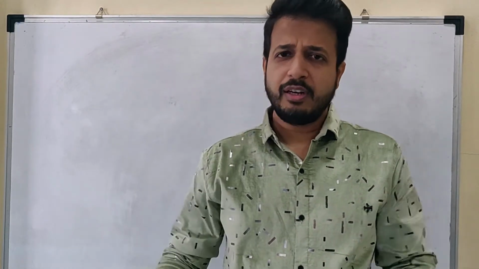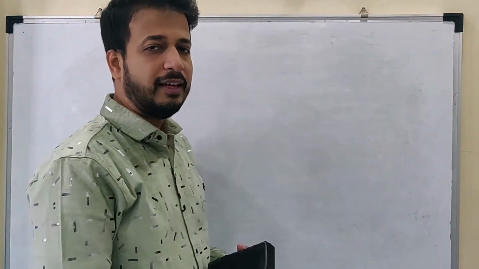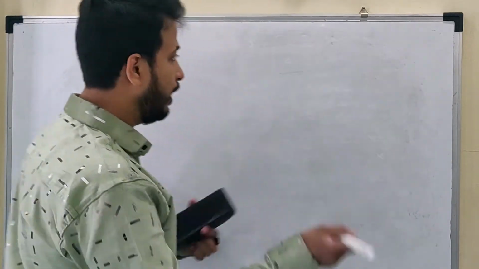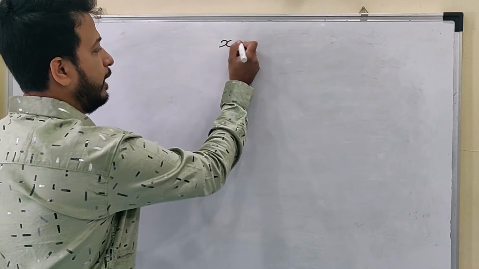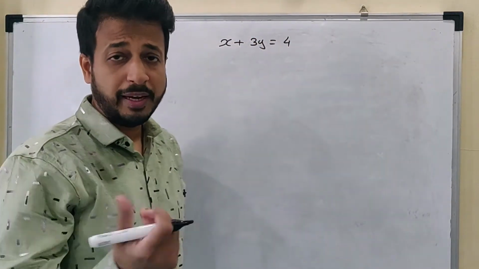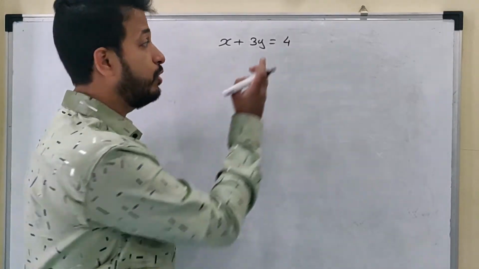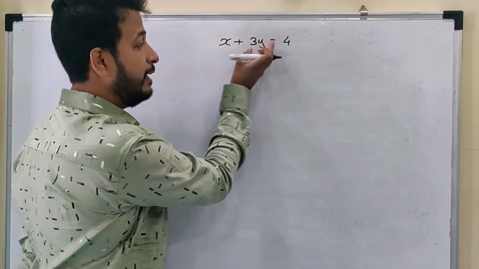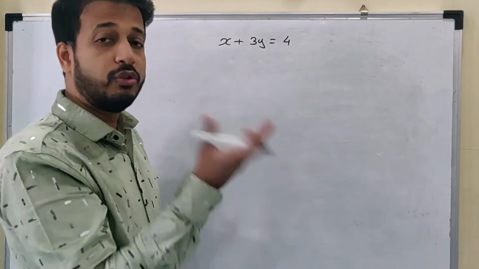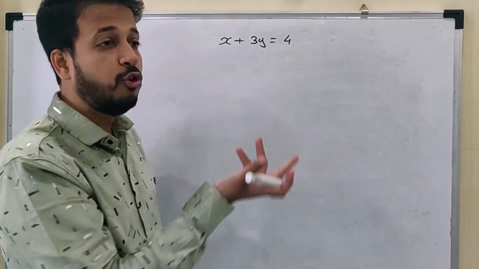Now you might have heard of equations, right? Whenever we talk about an equation, it is of this type: x plus 3y is equal to 4. So this is my equation. Why is it called an equation? Because here you have an equal to sign. This side is equal to this side. So this is your equation, right? Now here you have two variables.